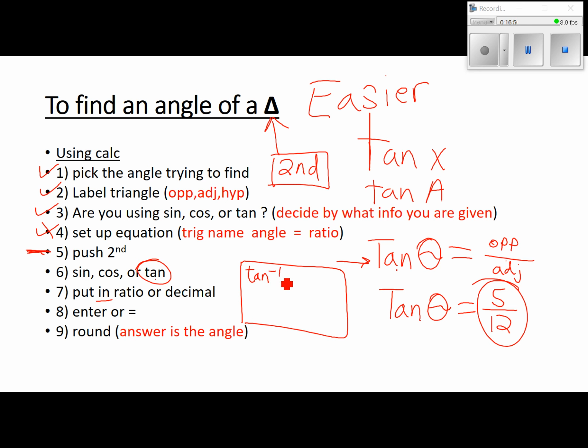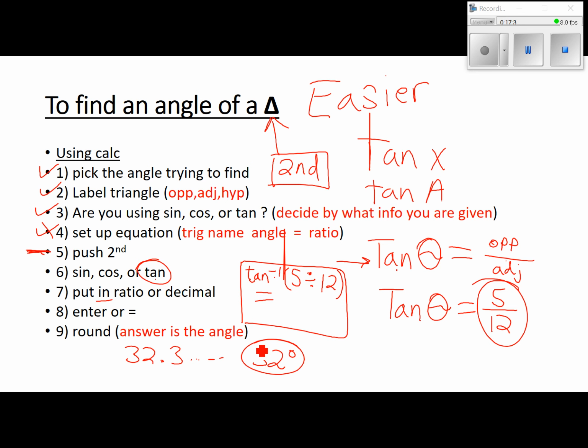Tangent, -1. That's telling the calculator, hey, we don't know the angle this time. We're looking for the angle, so the calculator is going to know to do the inverse. Then it'll have a parenthesis there, and you just put in 5 divided by 12, close the parenthesis, and hit enter or equals, and it will tell you the answer. And you round it off. If it comes up as 32.3 something and just keeps going, then we're going to round that off to 32 degrees.